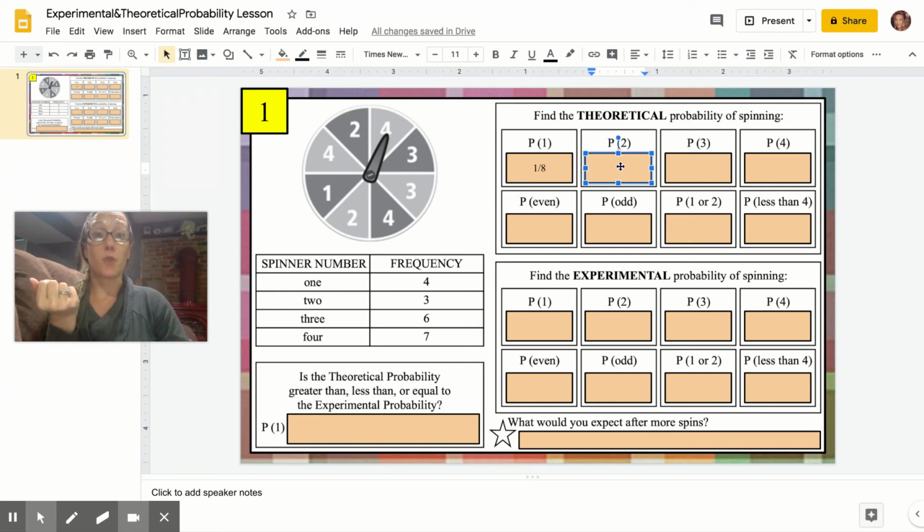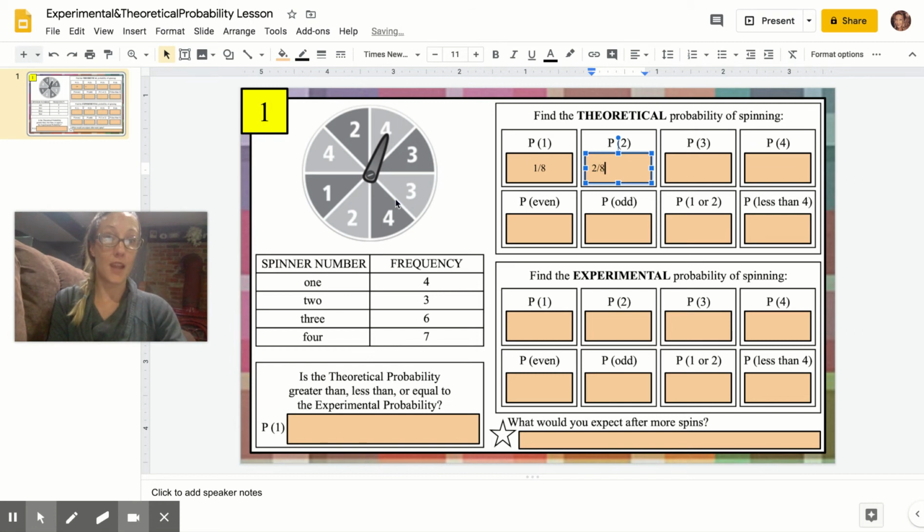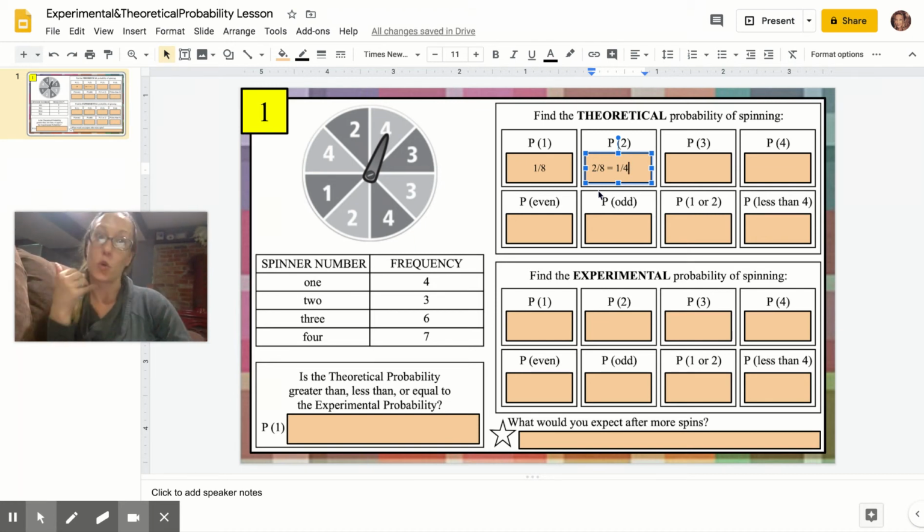Now I do the same thing for the probability of 2, right? I think about how many 2s are there. That's my numerator. And how many are there? 2. Great job. And I'm going to put that over the number of total spaces, which again is 8. So now I have 2 8s. That can be simplified to 1/4, right? Or you could put it in as a decimal or percent form. I'm going to continue doing that, right?